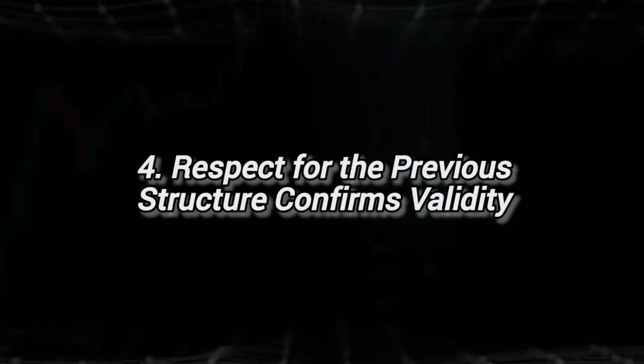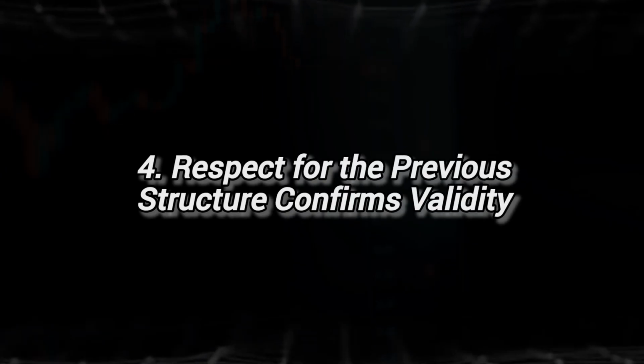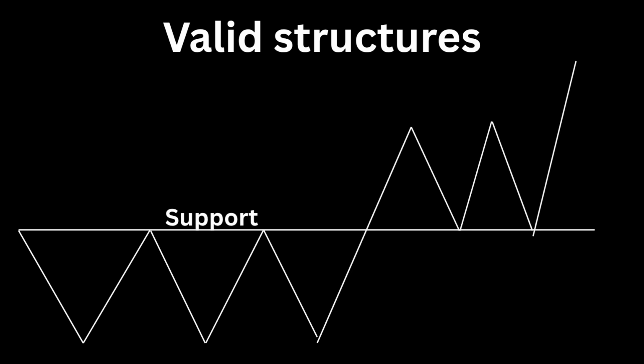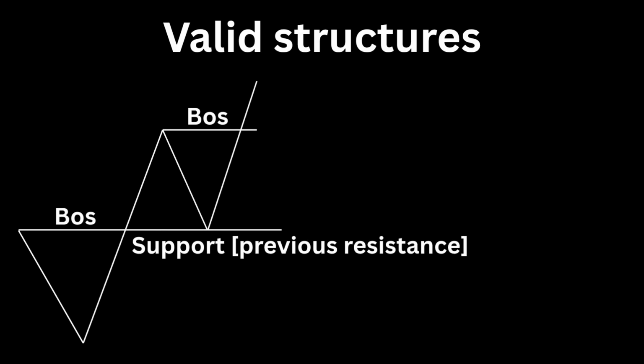4. Respect for the previous structure confirms validity. After the BOS, if price comes back and respects that broken level, turning it into support or resistance, it confirms that structure is valid. In an uptrend, the old resistance becomes new support. So now let's move to the opposite, the downtrend.